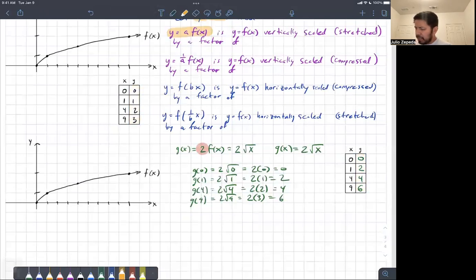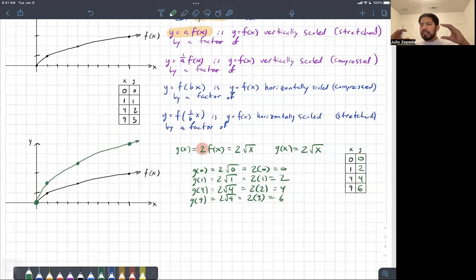So how does that look in the picture? Well, let's do 0, 0, 1, 2, 4, 4, and then 9, 6. So what does this look like here?